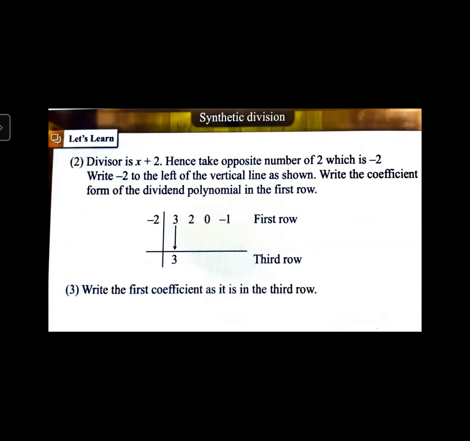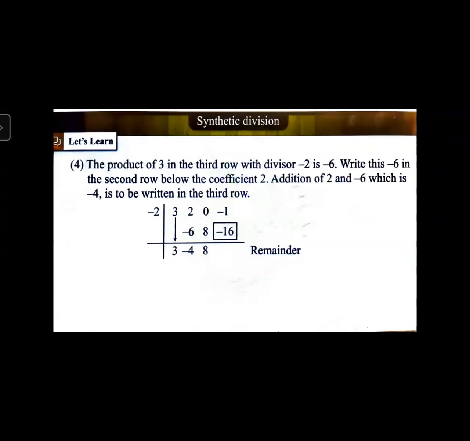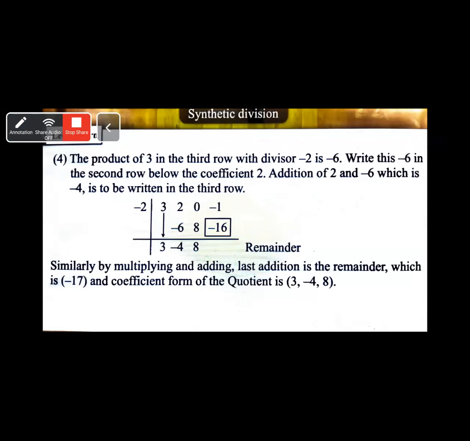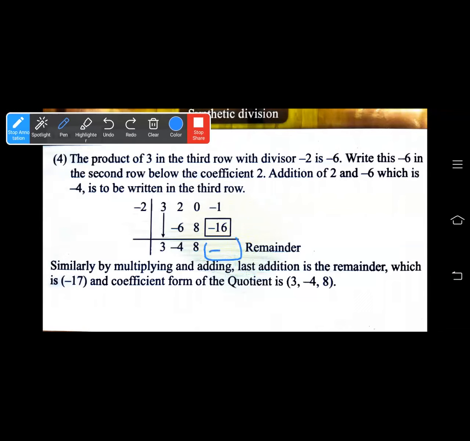Then write 3, the first coefficient, as it is in the third row. Then 3 multiplied by minus 2 is minus 6, as I have shown you. 2 minus 6 is minus 4. Then again minus 4 multiplied by minus 2 is plus 8. Then 0 plus 8 is 8. Then this 8 multiplied by minus 2 is minus 16. Minus 1 minus 16 is minus 17. So that minus 17 is your remainder.